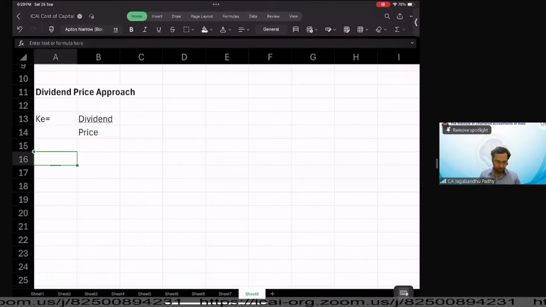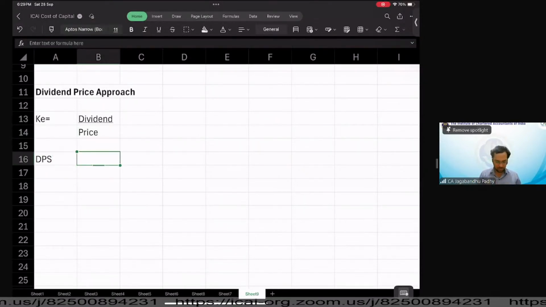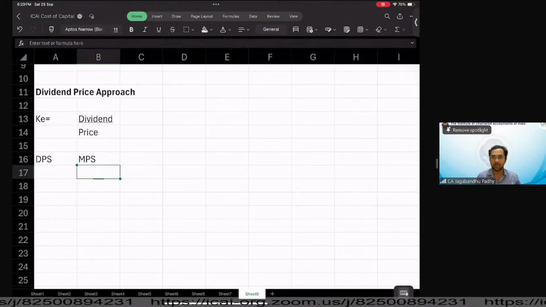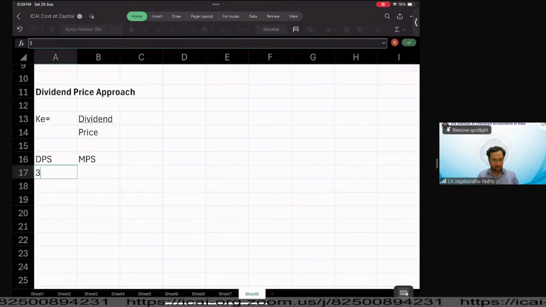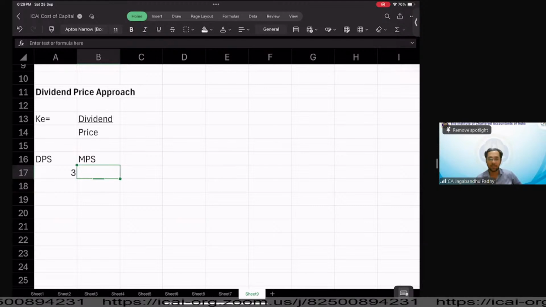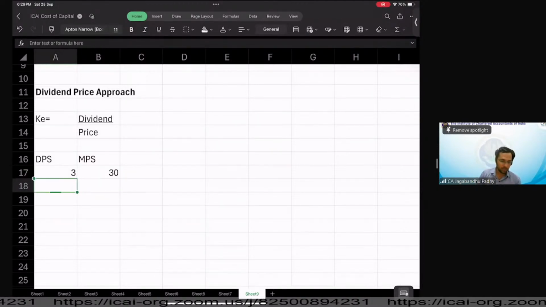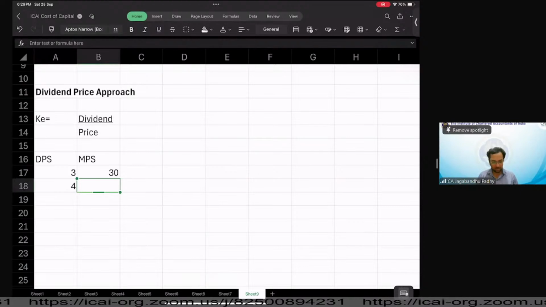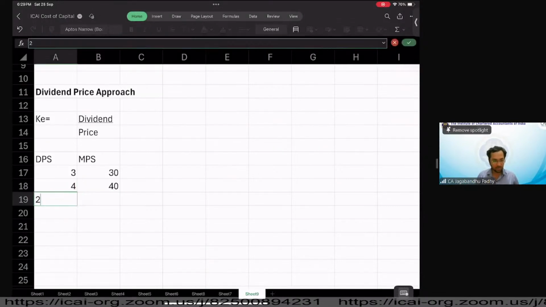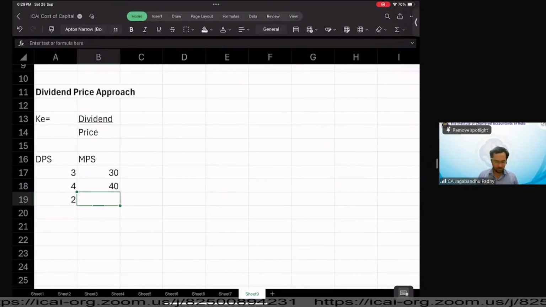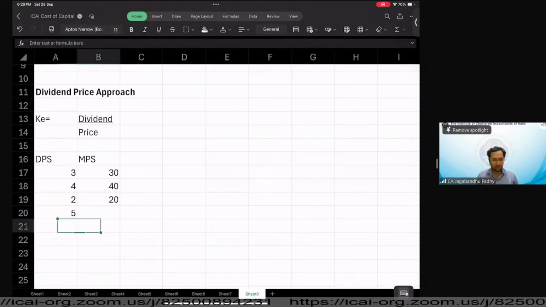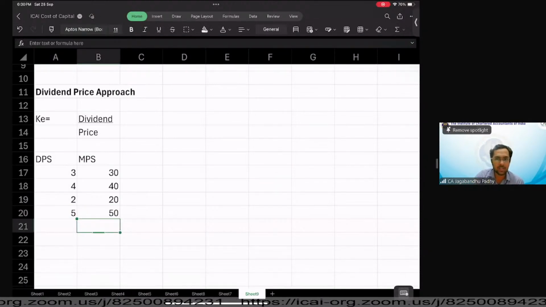For example, suppose I give you some data on dividend per share and market price per share. The company paid a dividend of 3 rupees, and at that time market price was 30. When the company paid a dividend of 4 rupees, market price became 40. When it paid 2 rupees, market price became 20. When it paid 5 rupees, market price became 50. Can you tell me what return the equity shareholders are expecting in this scenario?